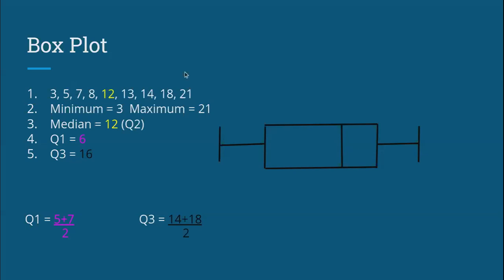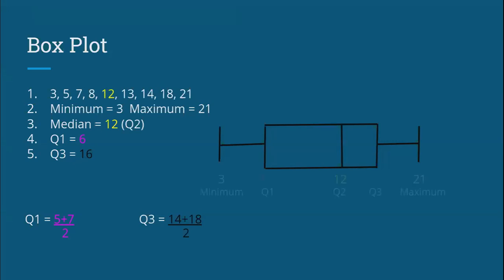Same thing in step 5, you now find the median of the upper portion of the data. And again, same thing. There are 4 terms there. So in order to find the median, we take the average of the middle 2. So we add 14 and 18 and we get 32. 32 divided by 2 is 16. And then we put in our values.